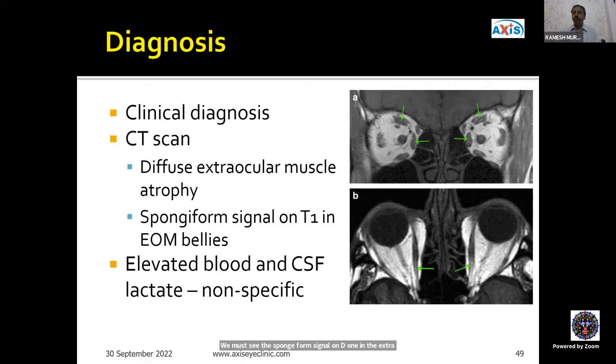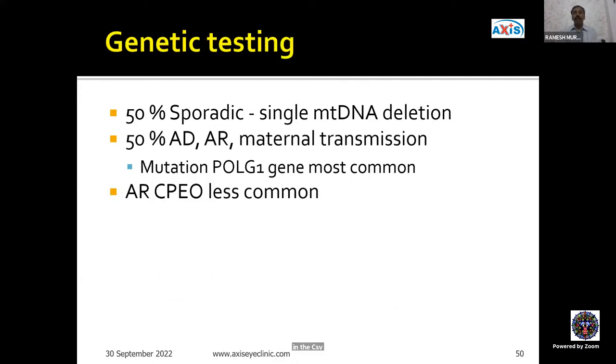Spongiform means it's more like a porous consistency. Sometimes in the blood, and in the CSF, you could have elevated lactate, but again, it is non-specific. Genetic testing is very useful because this is a mitochondrial disease. Now, 50% of cases are sporadic, with a single mitochondrial DNA deletion. 50% of the cases are autosomal dominant, autosomal recessive, or maternal transmission, in which mutation of the POLG1 gene is the most common.